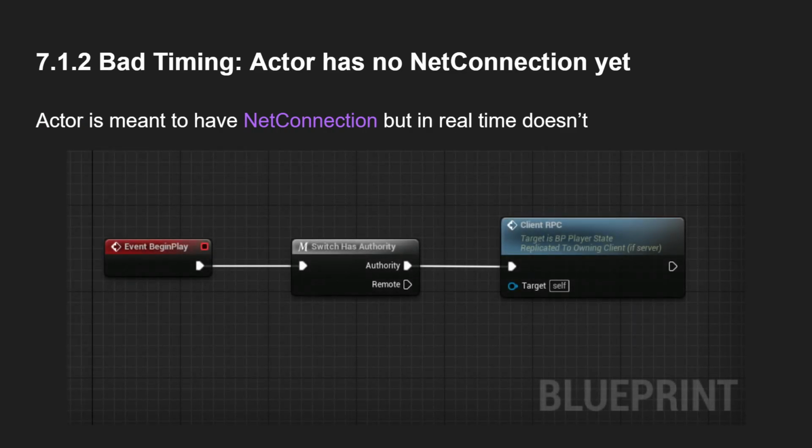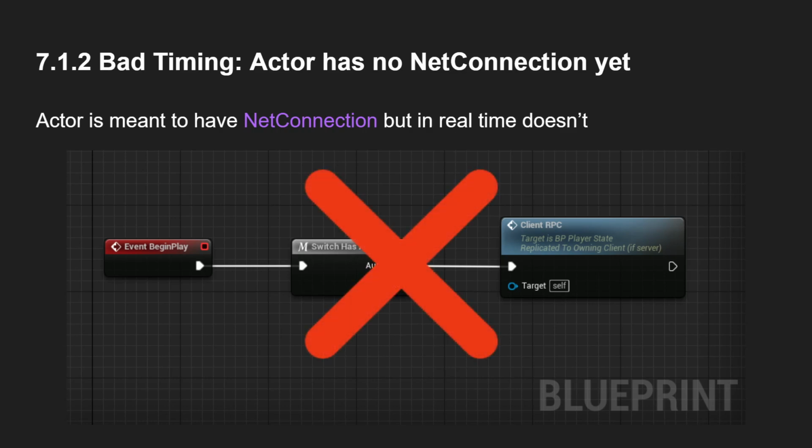Another very common example is literally the reverse. Say you have, again for demonstration purposes, this begin play, and you are firing a client RPC from the server to force an execution path on the client. In this case, we are on the player state, as you can see. The target is PP player state. And this is of course a wrong situation, for the simple reason that begin play on player state will take place before the player controller has a net connection.